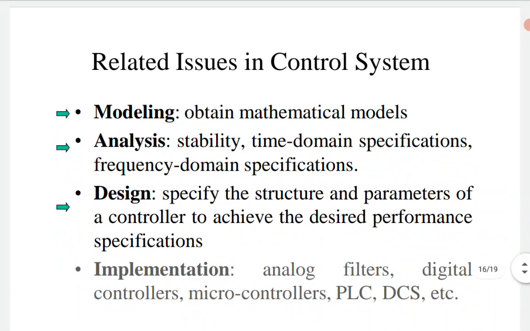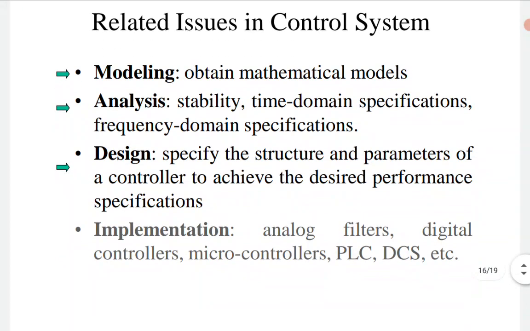Related issues in control system: number 1 is modeling, obtaining mathematical models. Number 2 is analysis: stability, time domain specifications, frequency domain specifications. Design: specify the structure and parameters of a controller to achieve the desired performance specifications. Implementation: analog filters, digital controllers, microcontrollers. PLC stands for programmable logic controller. DCS is distributed control system, etc.